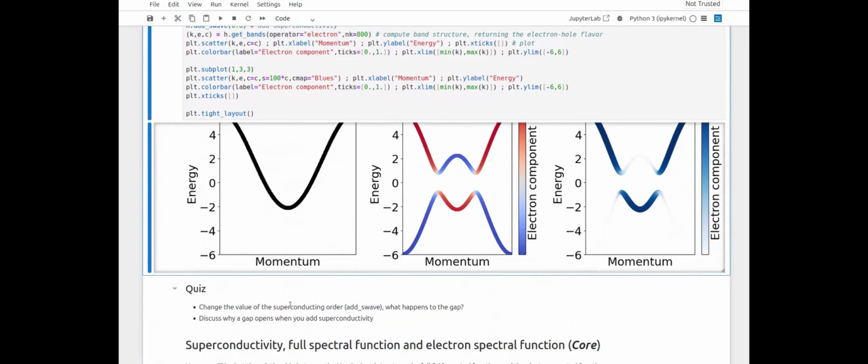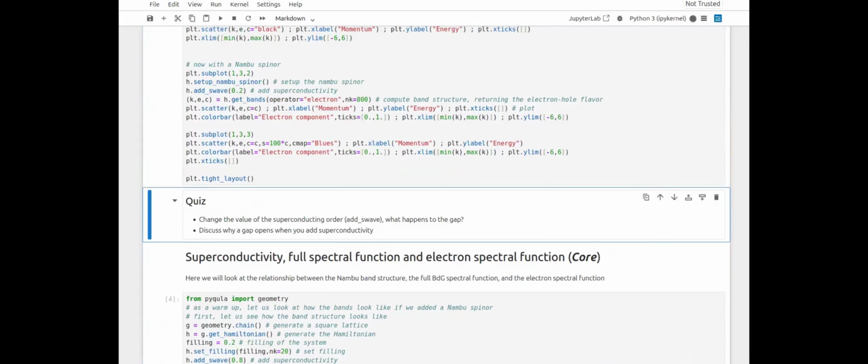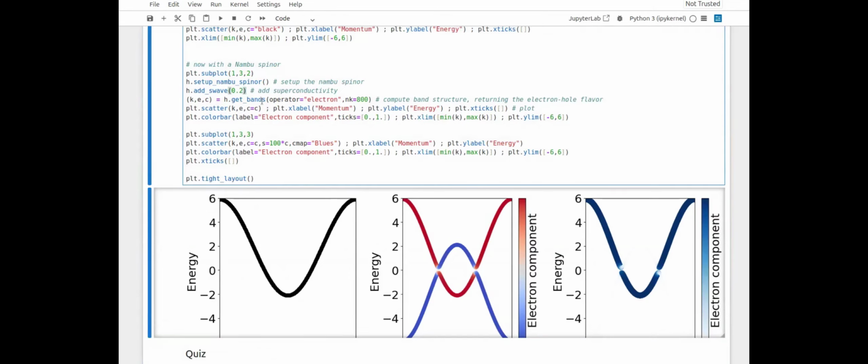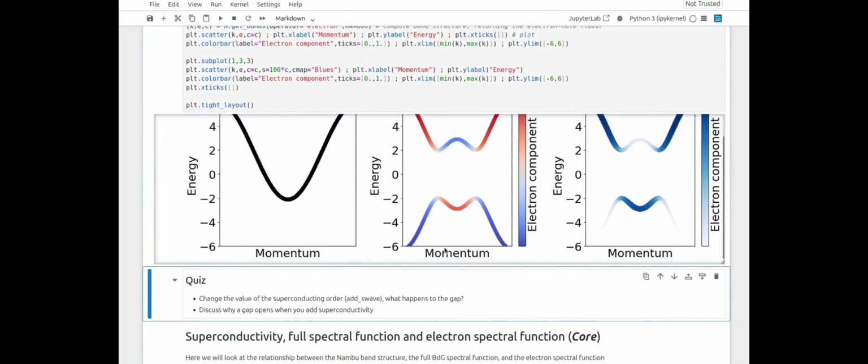And so the first question is to change the value of the superconducting order and see what happens. So, okay, what we have to do is to change here the value of the superconducting order. So let's try, for example, something like 0.2. And when you use 0.2, you see that the gap actually becomes smaller, right? So this s-wave gap precisely controls the value of the anti-crossing between the electron bands and the hole bands. And of course, if you make it bigger, so let's say that you make it equal to 2, which is a very large value, you see that the anti-crossing is way bigger.